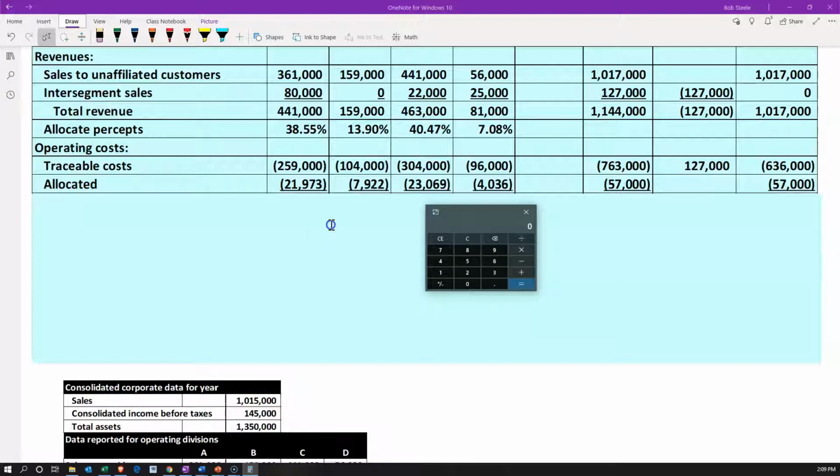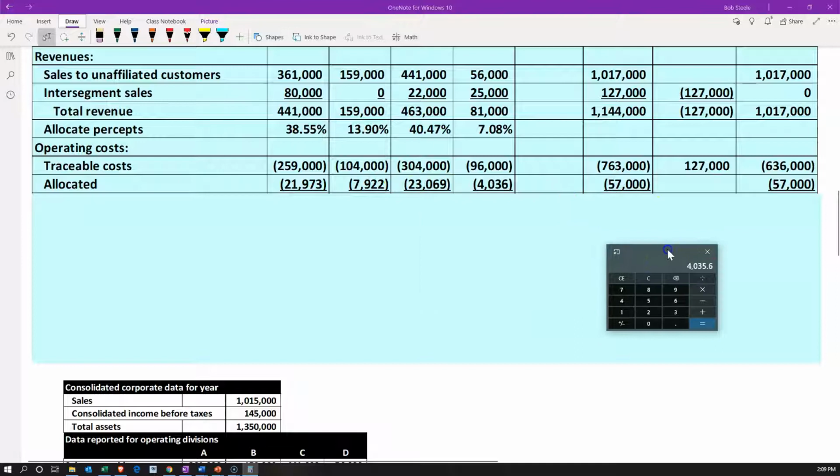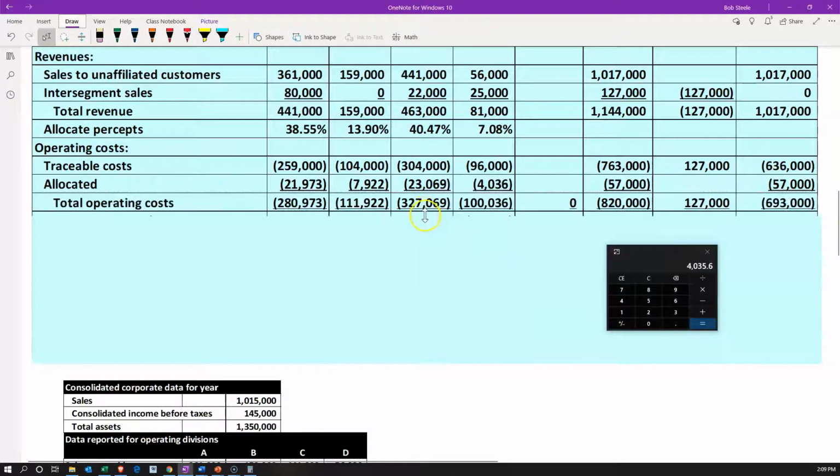So then we're going to be taking this amount of the 57,000 times 0.0708, and that's going to be about this 4,036. Then if we were to add up these four numbers, we're going to get to that 57,000, no adjustment there, so the combined total is also going to be the 57,000. Now, if we add these two up, then we're only adding up the costs, so the total operating costs being the 259 and the 21,973. If we do that across, we're going to get these numbers.